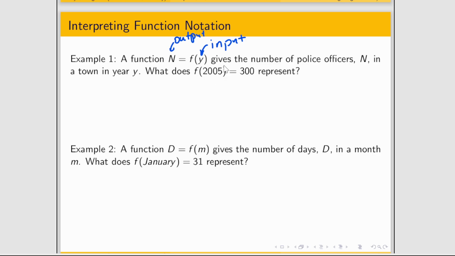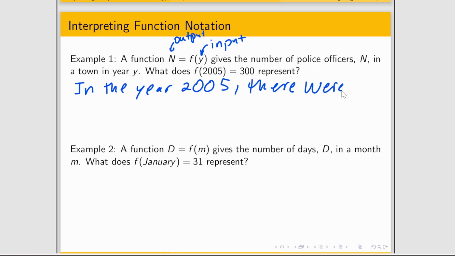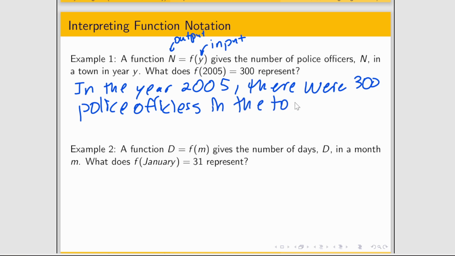What does f of 2005 equals 300 represent? Go ahead and pause the video and see if you can create an English sentence yourself. If I'm going to just translate this exactly, that would be that in the year 2005, my input, there were 300 police officers in the town. Police officers being the output.